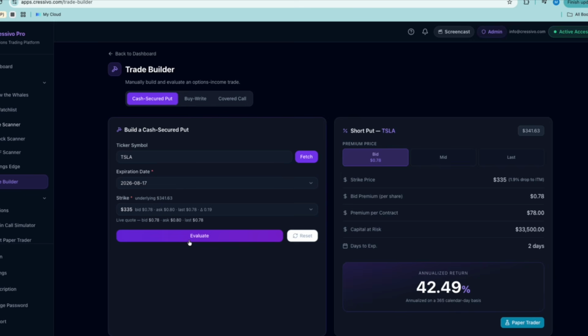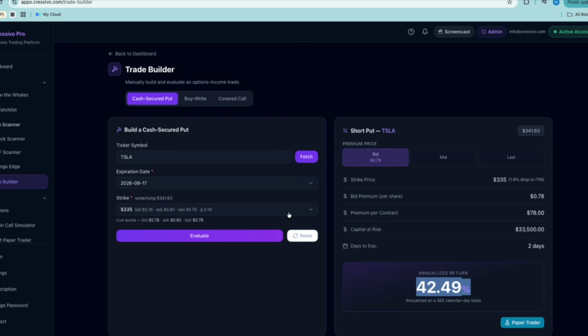So what we do is we evaluate the trade to take a look and see what the rate of return is. So the card pulls up all the data for us. So for example, the stock right now is $341 per share, and it would have to go down below $335 before the end of the day. So it would have to drop about 2% over the course of Monday. Right now this is trading for $78, and we need $33,000 to put the trade on if we're not using margin. So our annualized rate of return is about 42%.